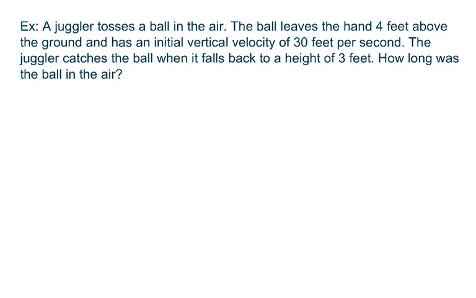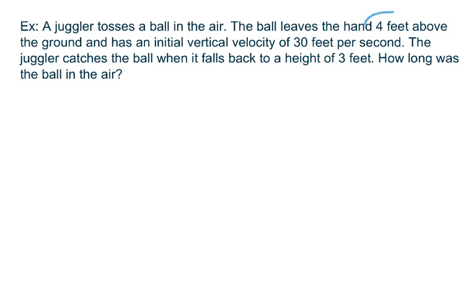So let's do an example here. A juggler tosses a ball in the air. The ball leaves the hand 4 feet above the ground and has an initial vertical velocity of 30 feet per second. The juggler catches the ball when it falls back to a height of 3 feet. How long was the ball in the air? So there's a lot of information here. Let's try to figure out what is important.